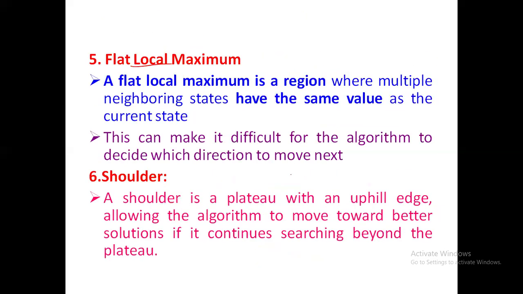A flat local maxima is the region where multiple neighboring states have the same value. Why is it the same value? It is a flat region, so from here to here it will have the same value as the current state. This can make it difficult for the algorithm to decide which direction to move next, whether this side or this side. It is very difficult to analyze.